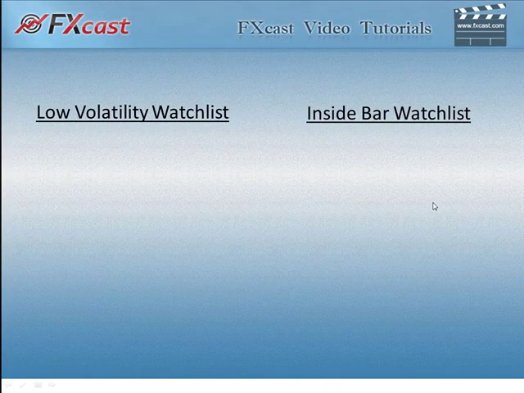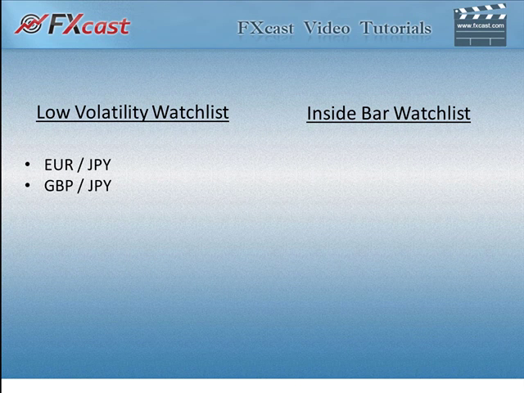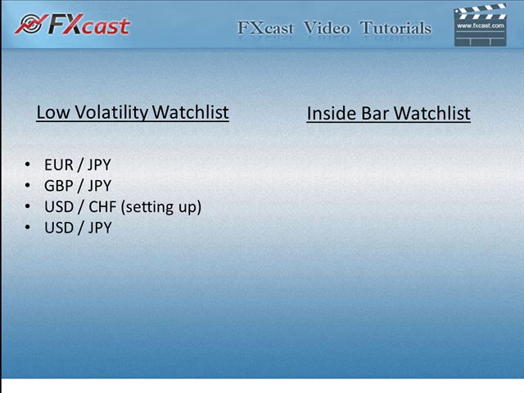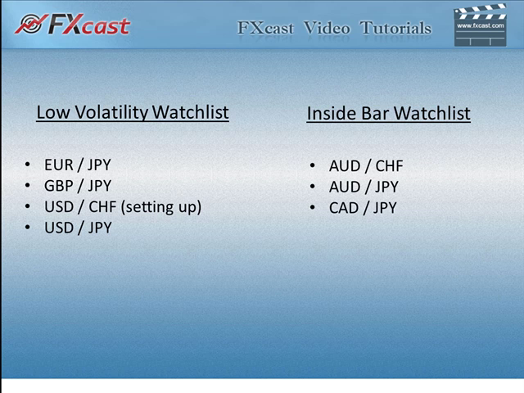For our low volatility watch list, we have the euro yen, the pound yen. Dollar franc is setting up. It's not quite there yet. And we have the dollar yen. Now, the pound yen has been sitting in a tight range for almost a couple of days there. So that's really going to pop once it moves. Our inside bar watch list is the Aussie franc, the Aussie yen, the Canadian yen, and the New Zealand Canadian.